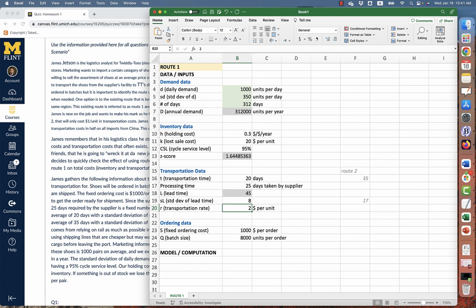So that is all the data. So let me color code the inputs.